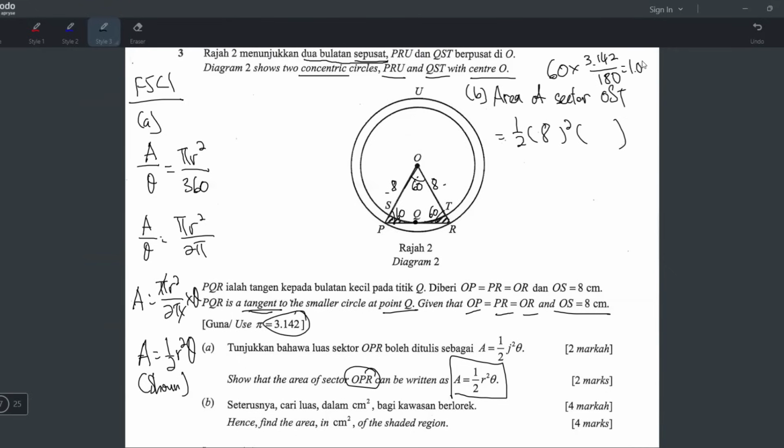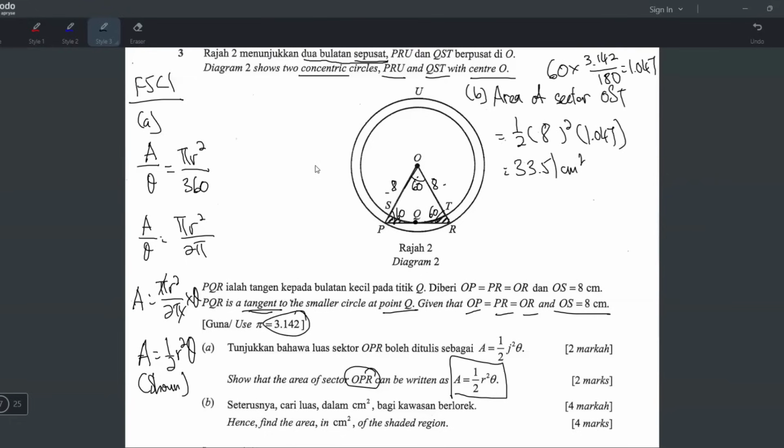Okay, if you press this, you get 1.047. So that's gonna be what you write here, and then you just press all this. So you get 33.51. But of course, this is not the answer. This is just the area of sector, which is this one. Now I will try to find the area of triangle, and then take the area of triangle minus this.